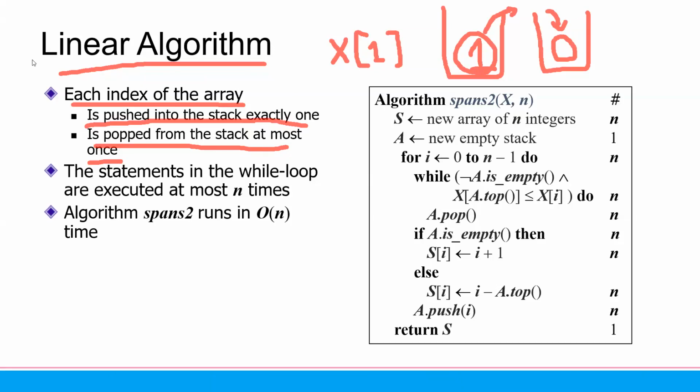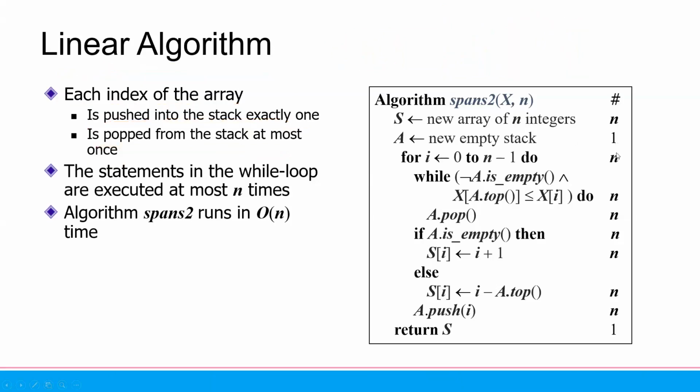So this is the algorithm. We call this the span. S is the new integer array, so we have an operation. A is a new empty stack. The stack is empty, so it is only one operation. We have a for loop. We know that this is n. Now we want to optimize the while.